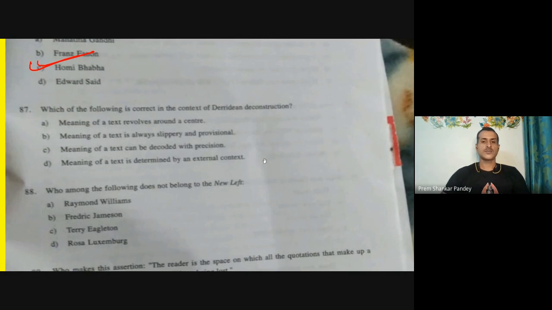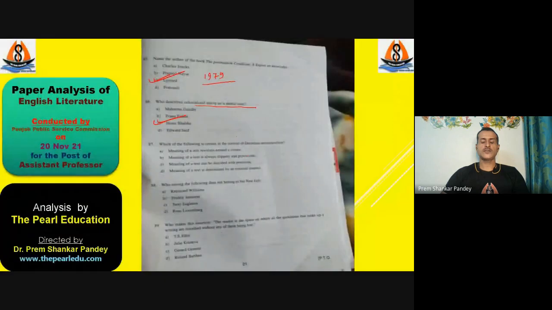At least from my students, I don't want the wrong answer. Deconstruction. You must remember the quotation of Jacques Derrida: there is nothing outside the text. Okay, so meaning of a text revolves around a center? There is no center in the text. Meaning of a text is always slippery and provisional. We cannot find the meaning of any text. It is always slippery. So B is the right answer.